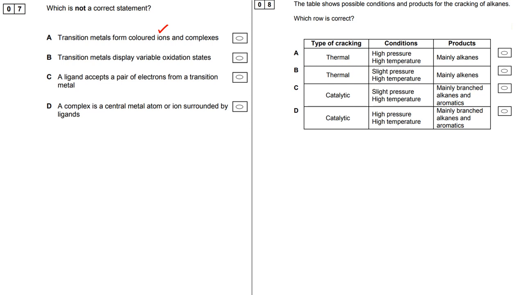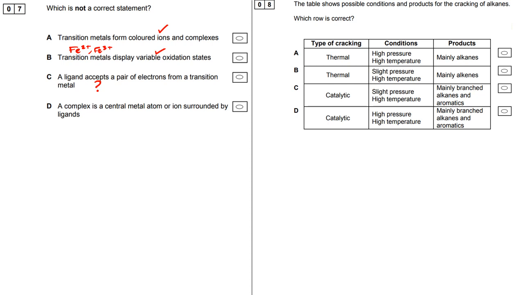Statement B. Transition metals display variable oxidation states. So things like Fe, which you should be aware of exists as Fe2+, Fe3+. The dichromate, which I mentioned before, has a +6 oxidation state, whereas chromium 3+ is 3+. So yes, they do exist as variable oxidation states. Statement C. A ligand accepts a pair of electrons from a transition metal. That doesn't quite sound right. With these sorts of questions you do want to read all of them just to make sure that you've checked over. So let's go back to statement C in a second.